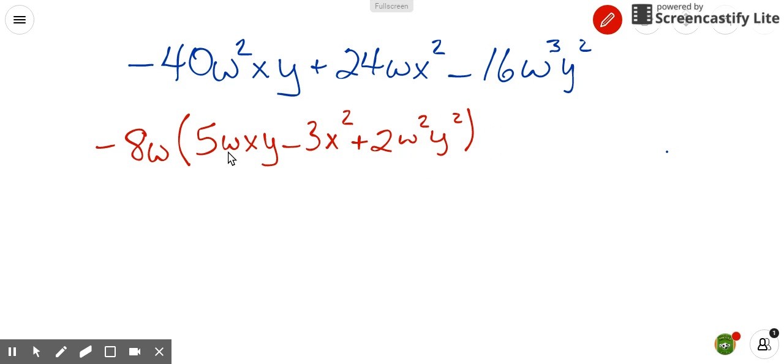And again, a quick check. I have a W here, but not here. I have an X here, here, but none there. And I have a Y here, but none here. So that's it for the common factors, and that's it for this lesson.